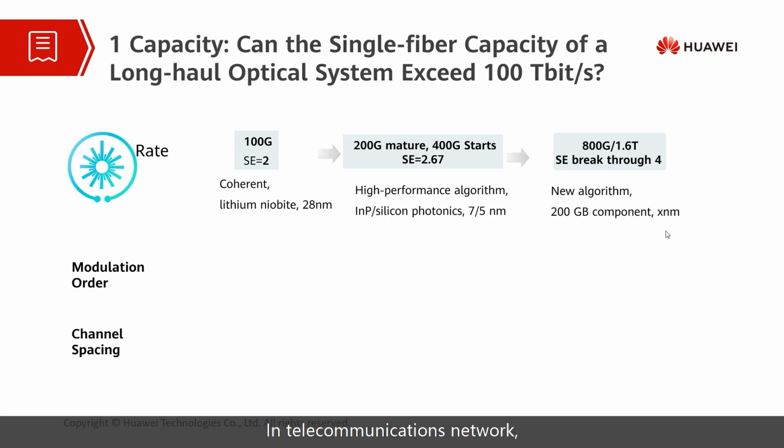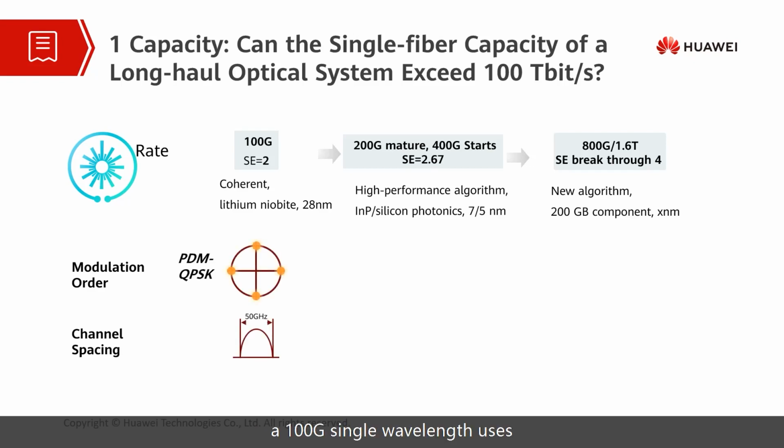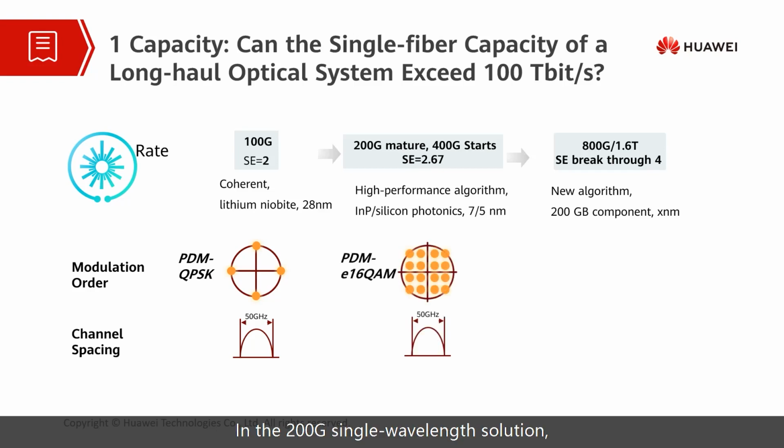In telecommunication network, increasing the modulation order is usually used to improve spectral efficiency. For example, a 100 gig single wavelength uses the QPSK modulation mode, and one symbol may carry 2 bits. In the 200 gig single wavelength solution, the 16 QAM modulation mode is used, and one symbol can carry 4 bits. In this case, the system bandwidth can be doubled compared with that of the 100 gig single wavelength solution.